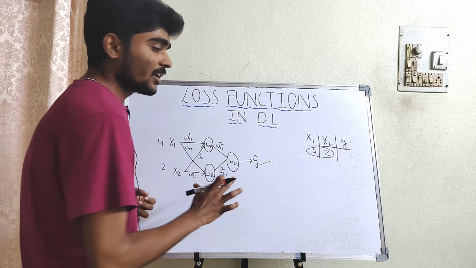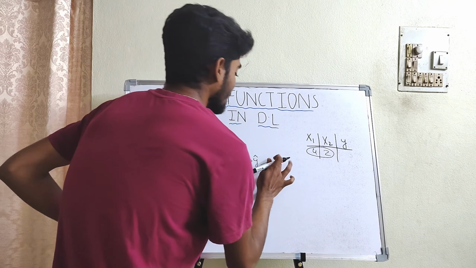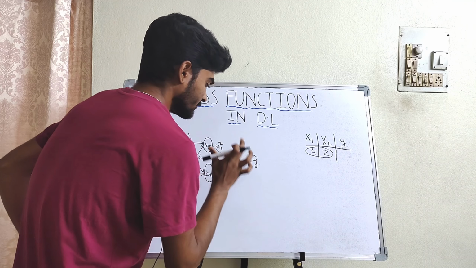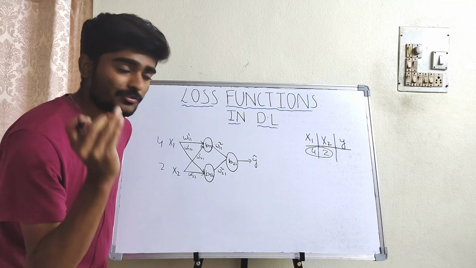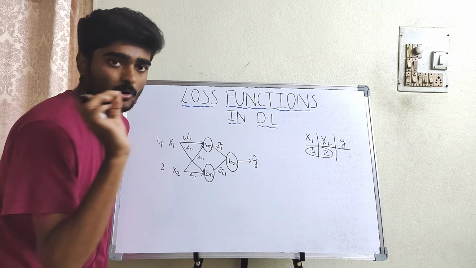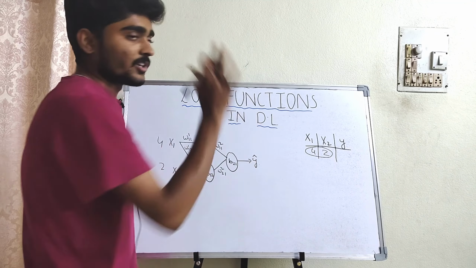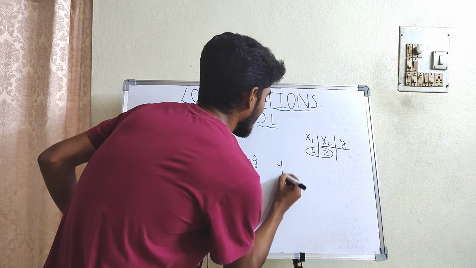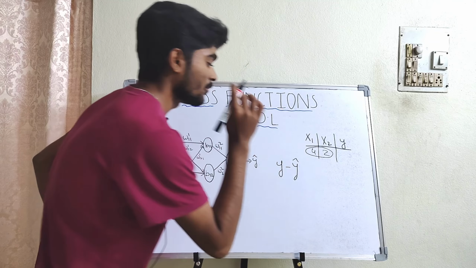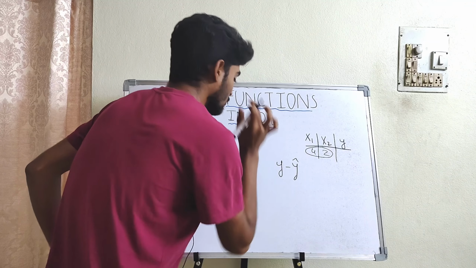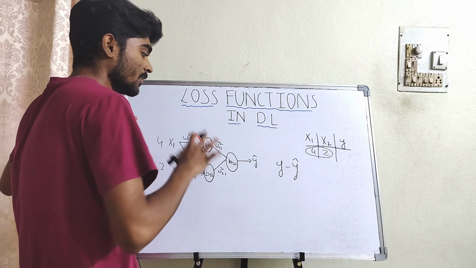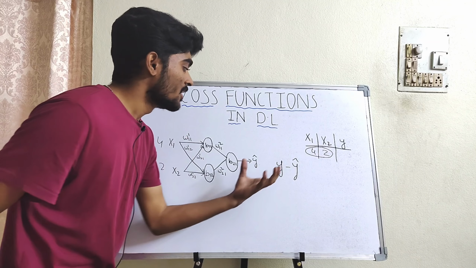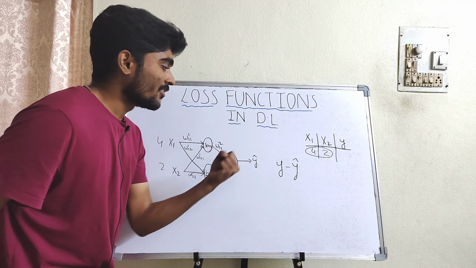So to measure the amount of error made by the model, we introduce a concept called loss functions. We calculate the magnitude of error made by the model when the first training example passes through it.